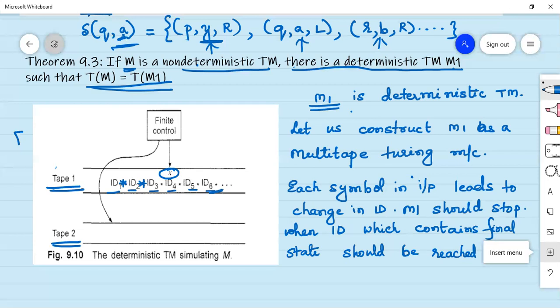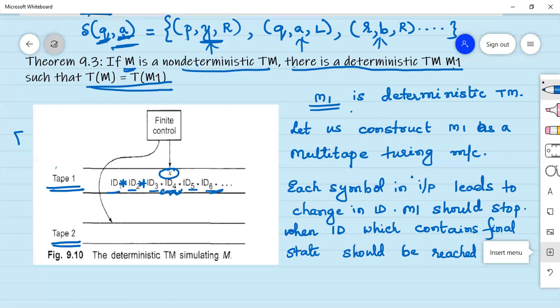So the machine M1 will examine the state and scan symbol of the current ID. This ID4 will have multiple symbols, right? So what you do is you examine which state you are currently in, and what the scan symbol is. Something like this.